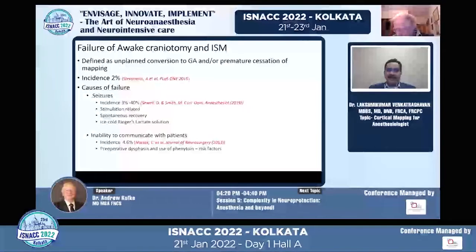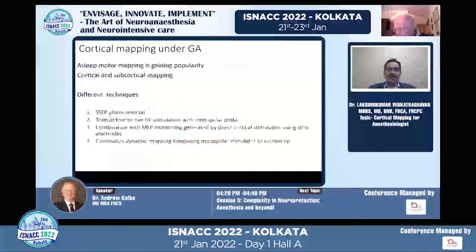The incidence is around 4.6%. There are many factors, including patient selection, language barrier, preoperative dysphasia especially, and also using anti-epileptics, especially phenytoin. They are all considered risk factors in this small sample size study.